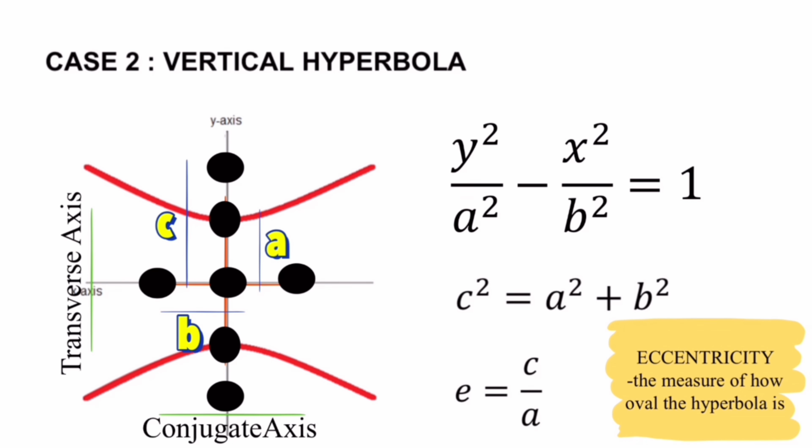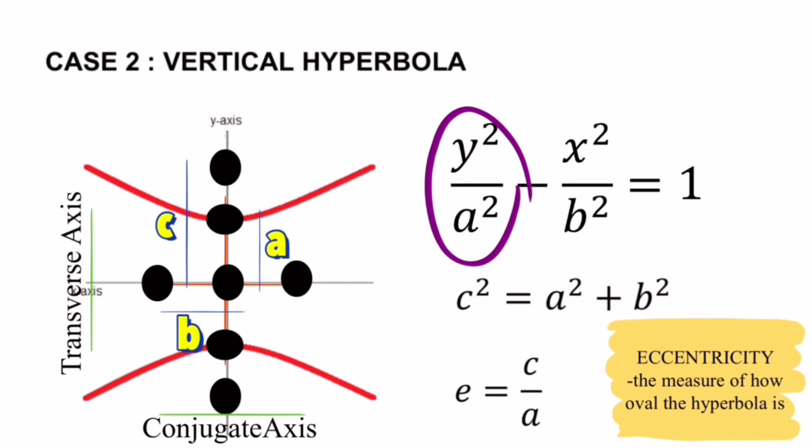We also remember that the standard formula for a vertical hyperbola is y squared over a squared minus x squared over b squared equals 1. Please notice that our vertex is on the vertical axis. That's the reason why our A is under the Y. Remember, Y means up or down. And that's the reason why the a squared is located under the y squared. We also remember that our y squared over a squared is positive because this is a vertical hyperbola.